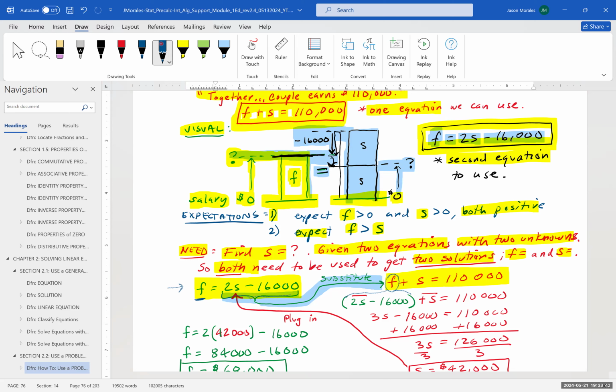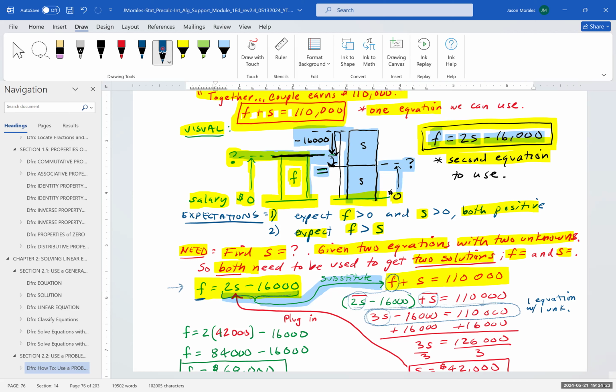Okay, so substituting in for F, we've got 2S minus 16,000 plus S equals 110,000. And now I recognized that 2S and plus S are like terms, so those should add together to get 3S. I didn't do anything with the 16,000, so I left that alone. Didn't do anything with the 110,000, left that alone. So notice here now we have exactly one equation with one unknown, which is solvable, right?